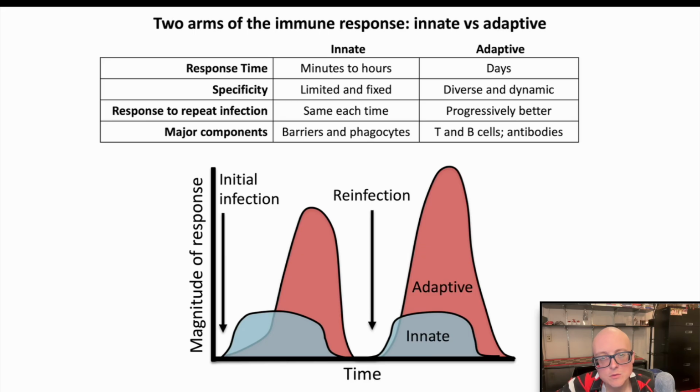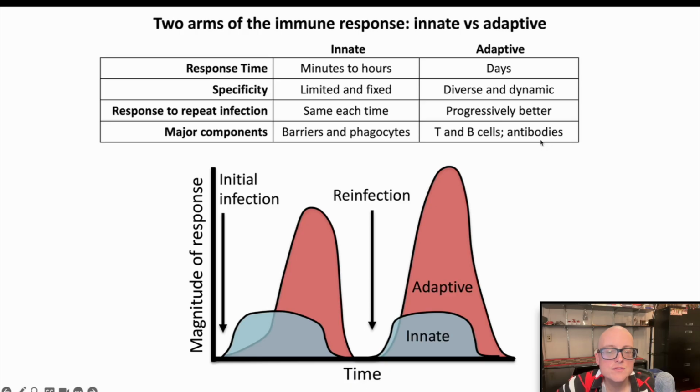Another thing on this slide that we will cover in more detail is that all of these differences in the innate and the adaptive immune response arise from the fact that they are mediated by different types of cells and different types of tissues. The innate immune response is primarily mediated by barrier tissues, like the epithelial cells lining the gastrointestinal tract or the reproductive tracts, as well as cells called phagocytes, which are very good at eating pathogens, whereas the adaptive immune response is mediated primarily by cells known as T cells and B cells, and particular molecules that are made by B cells called antibodies.